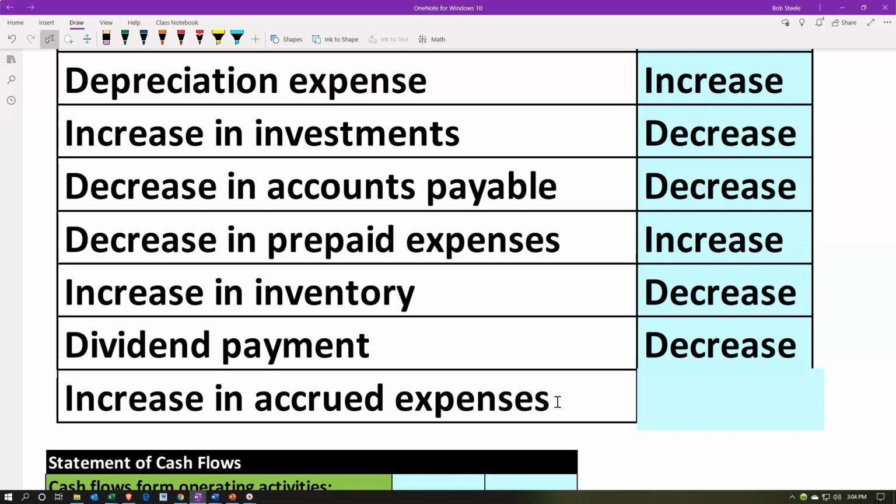And then we have an increase in the accrued expenses. What are accrued expenses? They're expenses that went up that we have not yet paid. They're liabilities. So it's a liability account. And if there's an increase in it, then we're going to do the opposite of what we do with the assets. We're going to do the same thing as the direction of the activity, which is an increase. Therefore, we're going to increase the cash flow.